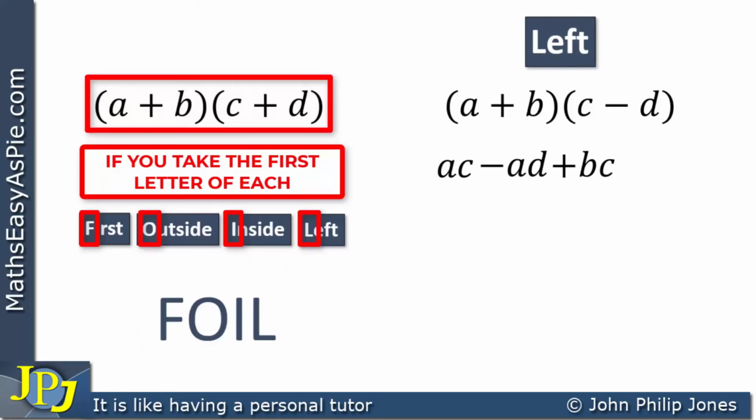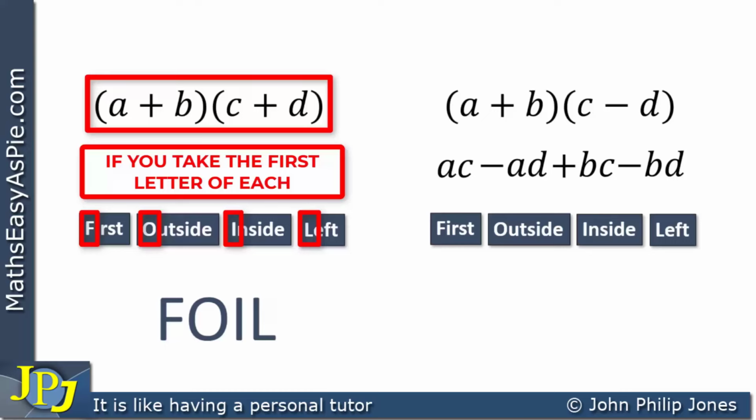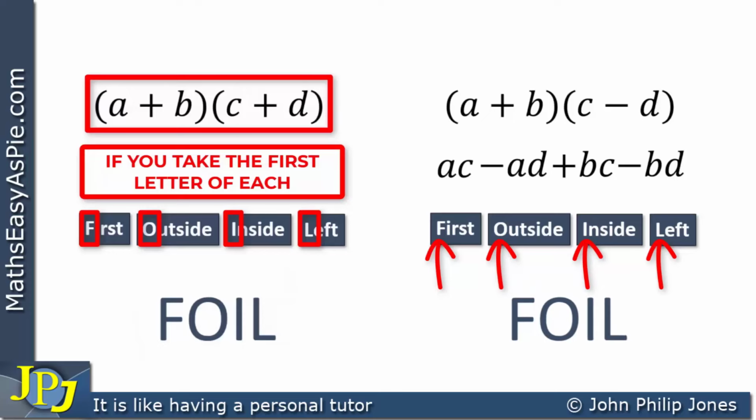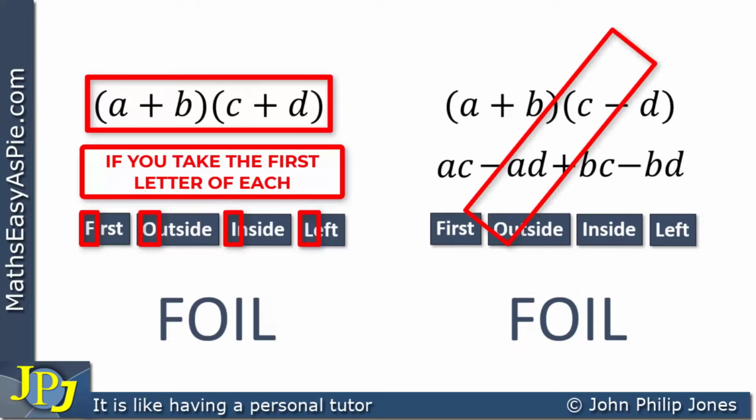You then consider what's left, and it is the plus B and the minus D. You multiply them together and this will give you minus BD. Of course, this expansion was achieved using a memory aid where we use the words first, outside, inside, left. And when you take the first letters of these words, they spell FOIL. And it's just a memory aid to help us expand brackets for examples like this.